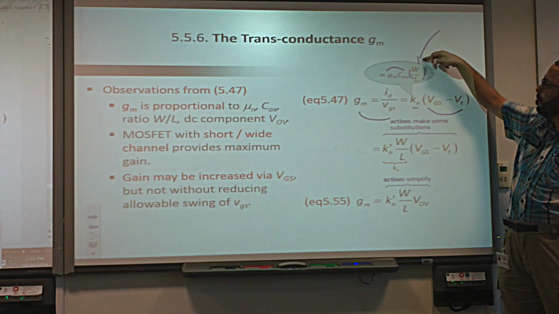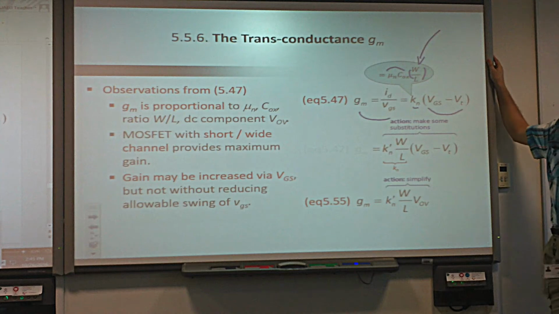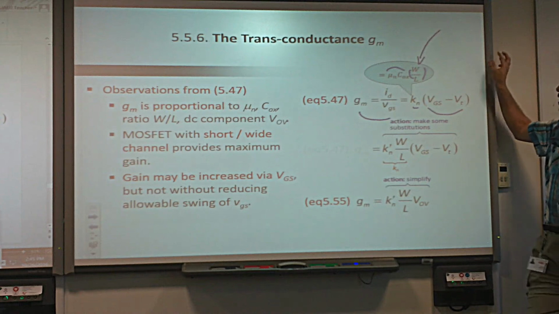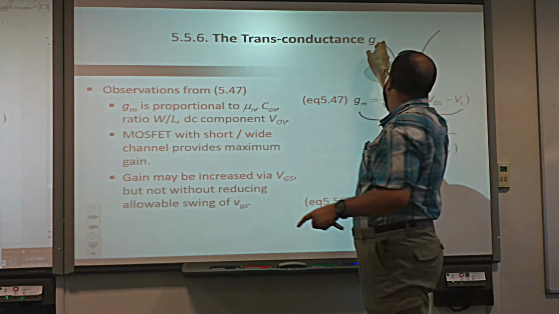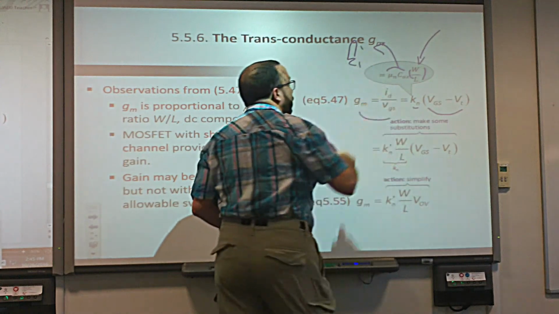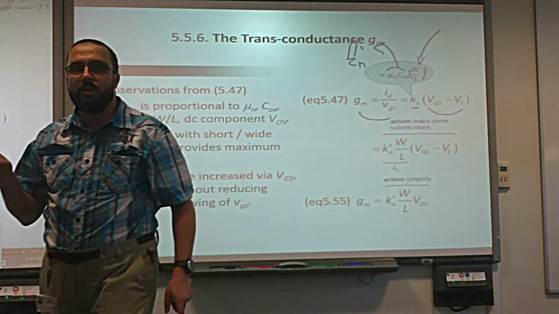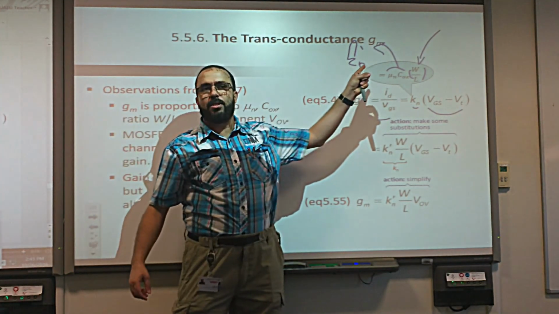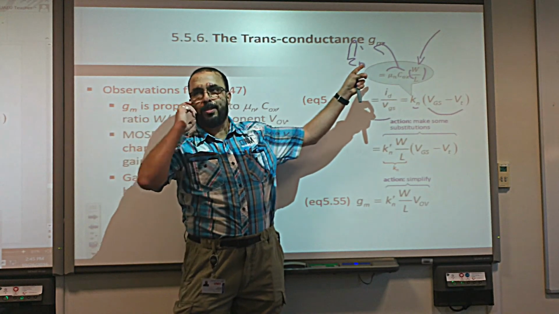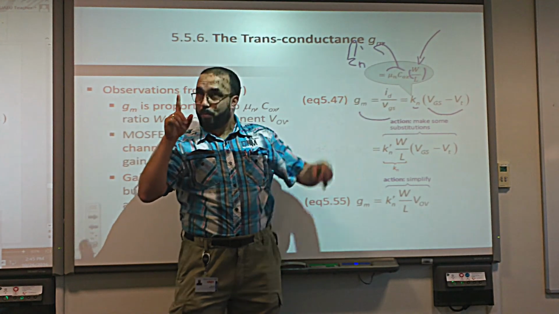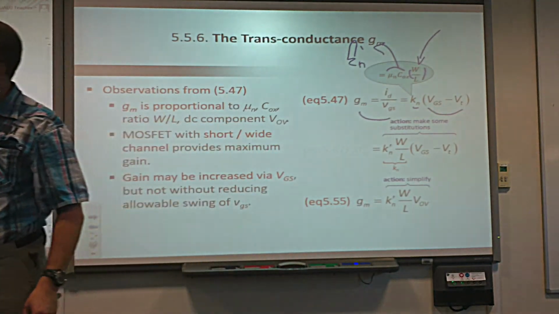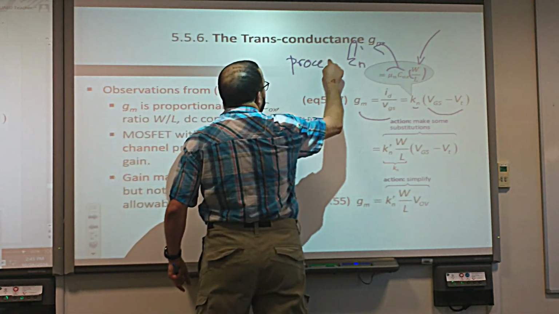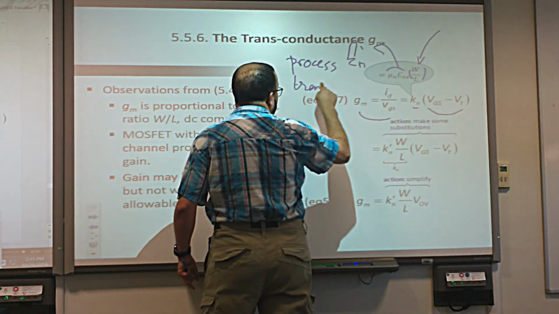What do we call this one, by the way? This W over L ratio. Aspect ratio. Very good. So it's the aspect ratio. What did we call this? Raise your hand. Kn prime. Who knows that? What did we call this parameter? Raise your hand. Yes? Process transconductance. Process. Very good. It's called the process transconductance parameter.